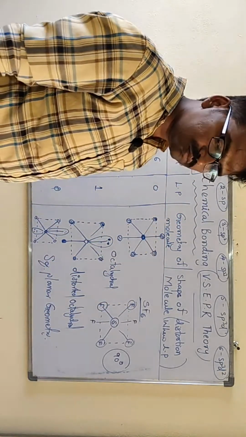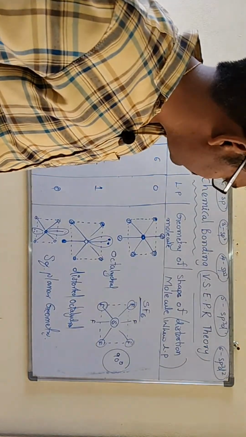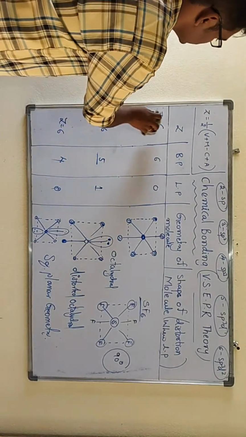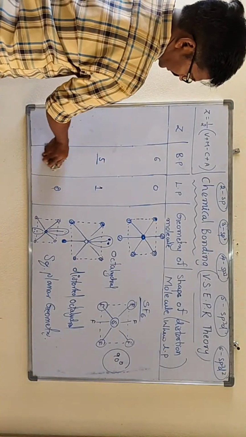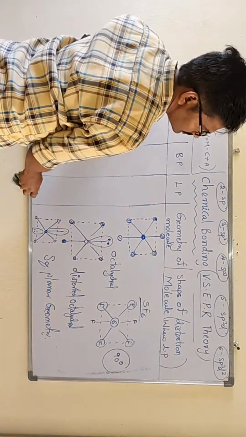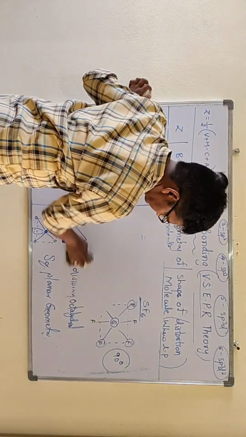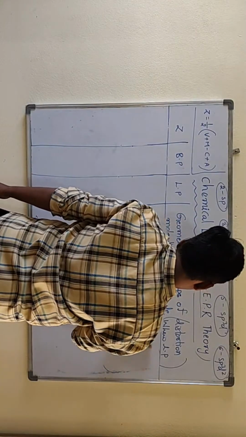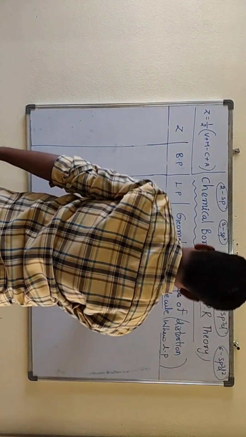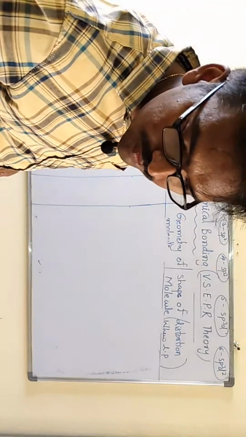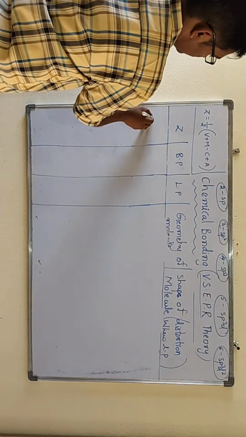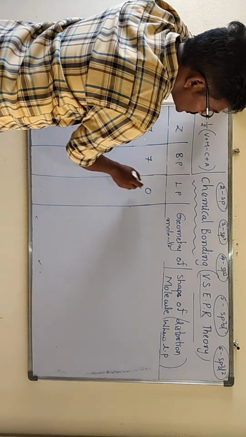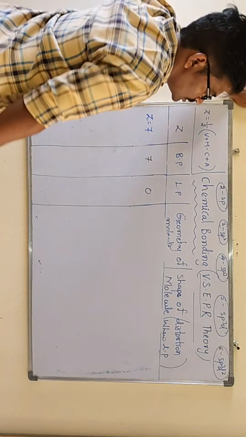Is that clear? Then still, in case the Z value is 7, what is the hybridization? sp3d3 hybridization, right? If we get Z value 7, then bond pairs are 7 and lone pairs are 0.